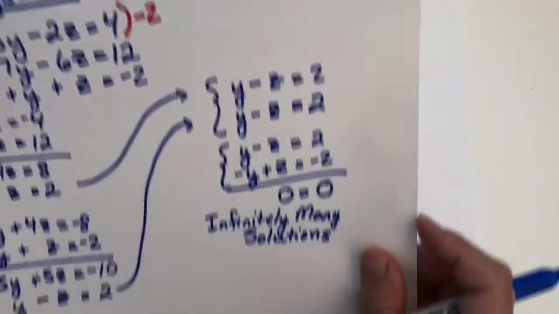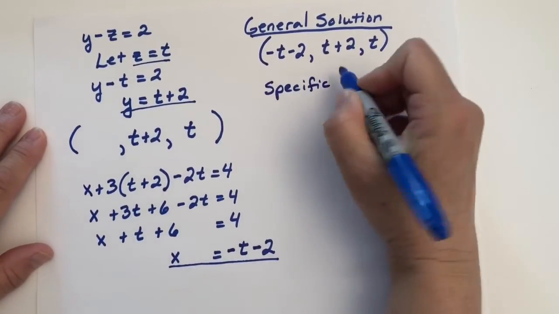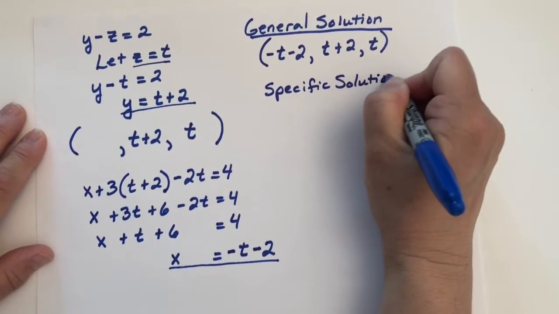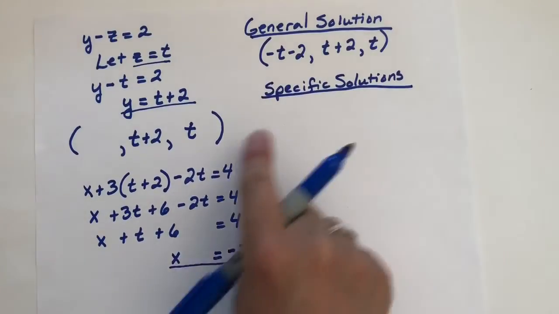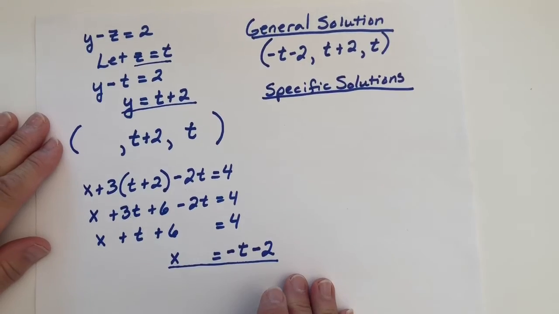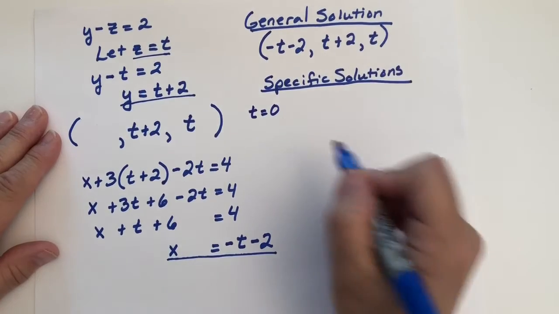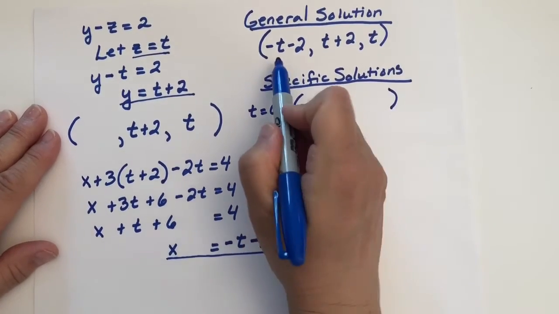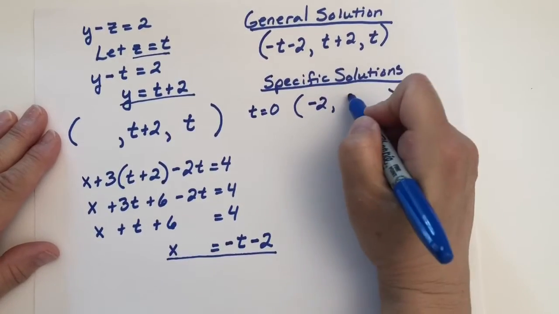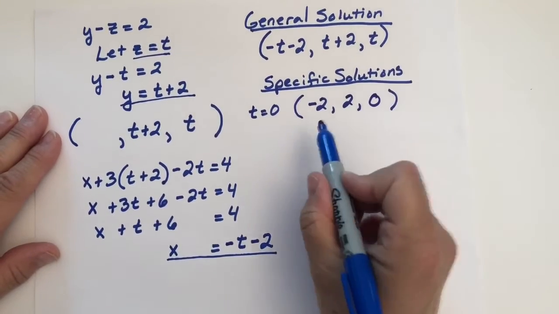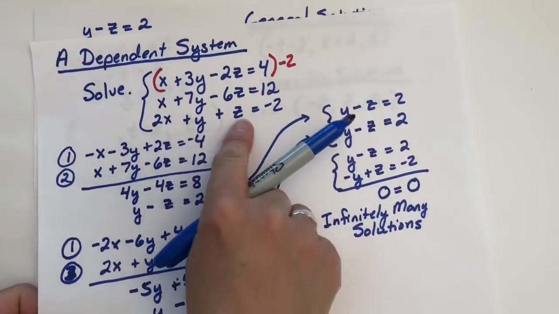Now, if you wanted some specific solutions, let's just find some. Let's find some ordered triples that would be solutions to this particular system. And I can let t equal any real number. So let's make it easy. Let's put t equals 0 into the ordered triple. So we have the opposite of 0 minus 2, that's negative 2, 0 plus 2 is 2, and 0. So negative 2, 2, 0 is an ordered triple that would work in this system.